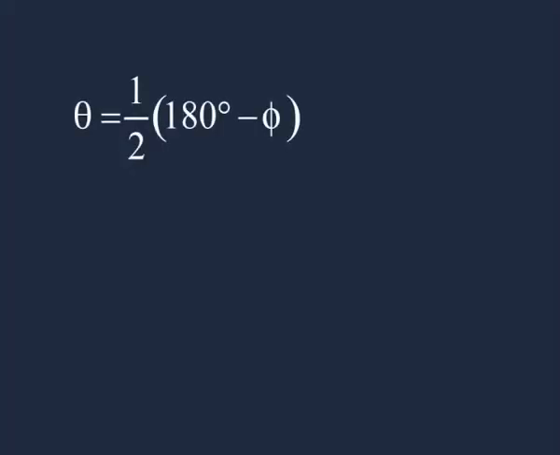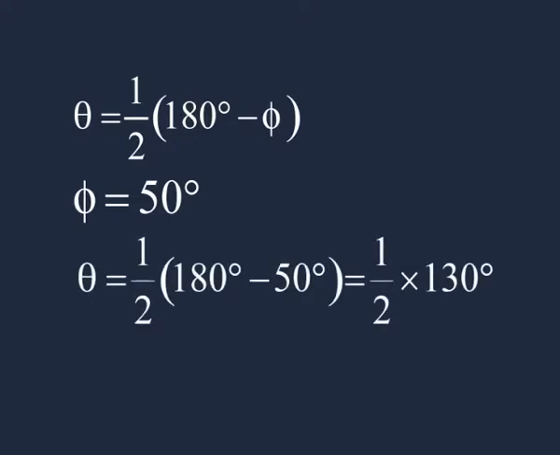Theta is equal to 1 by 2 into 180 degree minus phi. Now, for phi equal to 50 degree, we have theta is equal to 1 by 2 into 180 degree minus 50 degree, which is equal to 1 by 2 into 130 degree, which is equal to 65 degree.